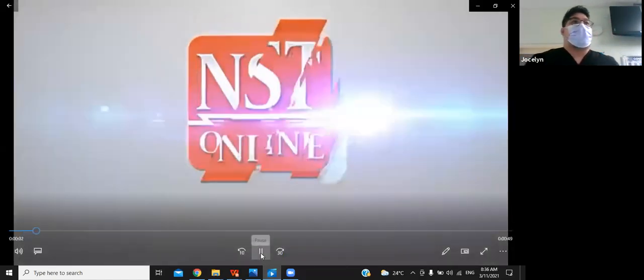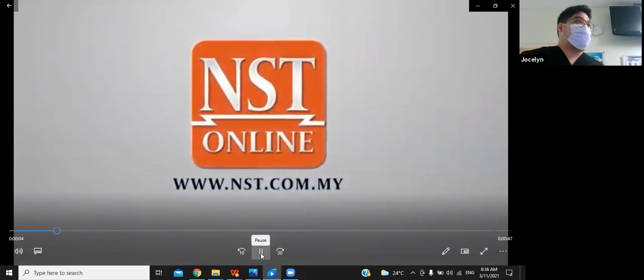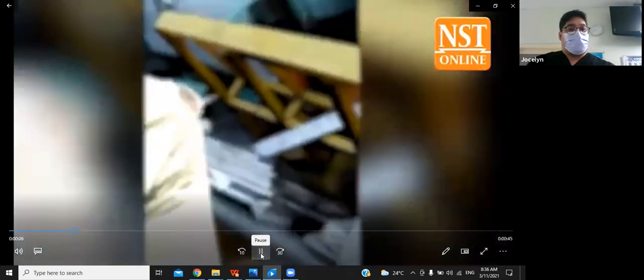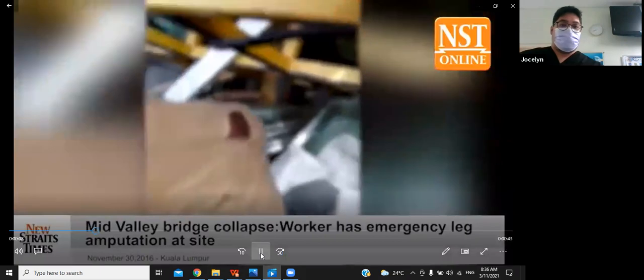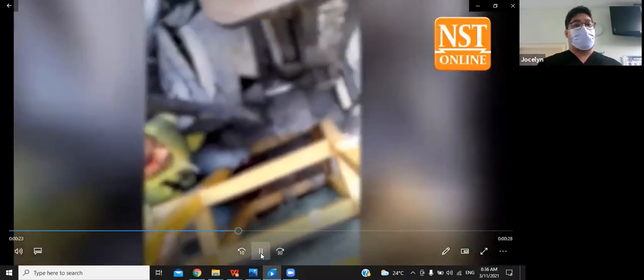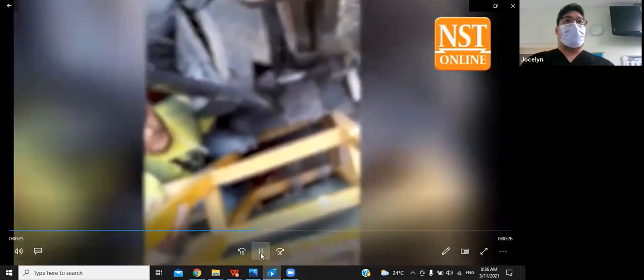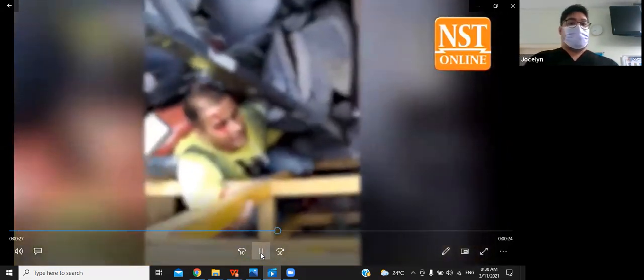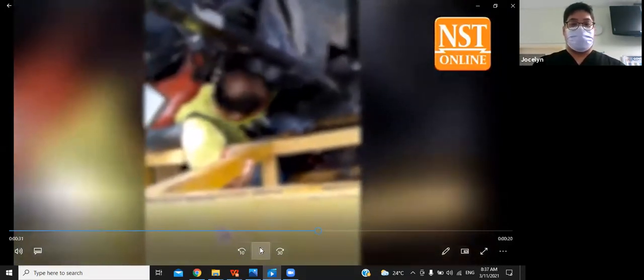So this patient had undergone guillotine amputation. As you all can see, that's the guy downstairs. In order to extricate the patient, it's very difficult. So in order to pull the patient up, they had to chop the leg off. Okay. All right. So I think that's all.